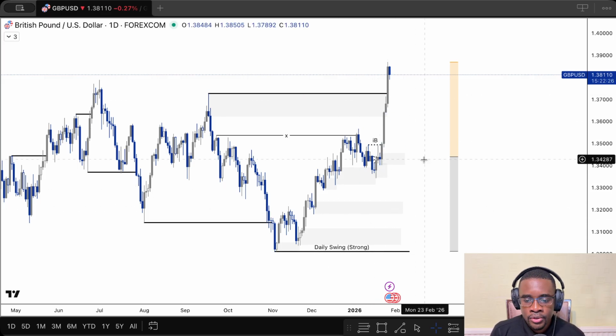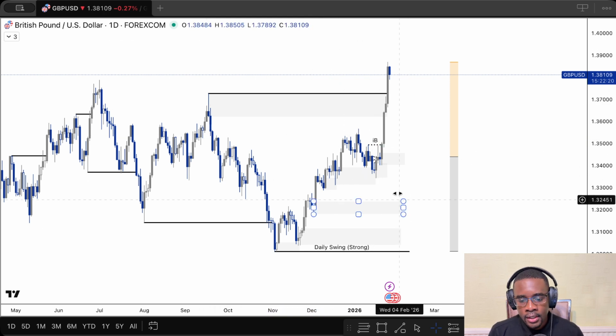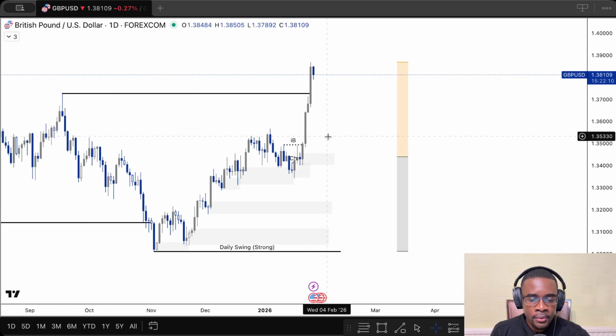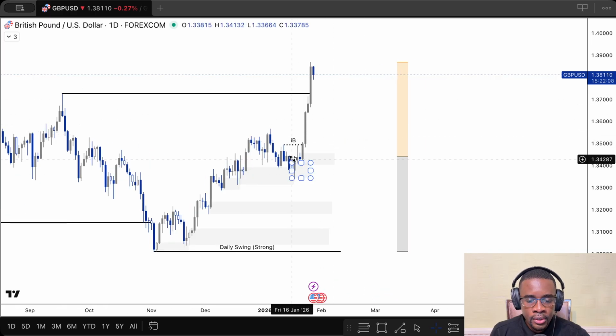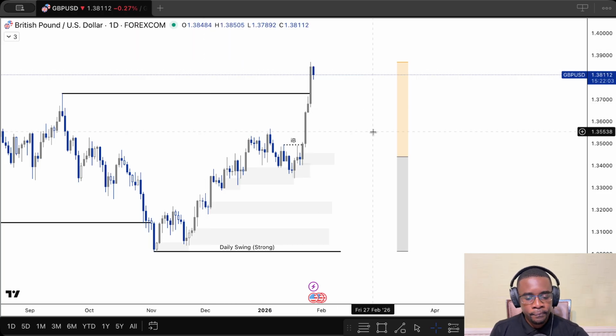So if price wants to start pulling back, it is possible that it could just tank. Now we've had a very strong push up, so I am expecting price to pull back. Supply has been eliminated. We've had bullish breaks of structure. Our internal is bullish. Everything is aligned as well.